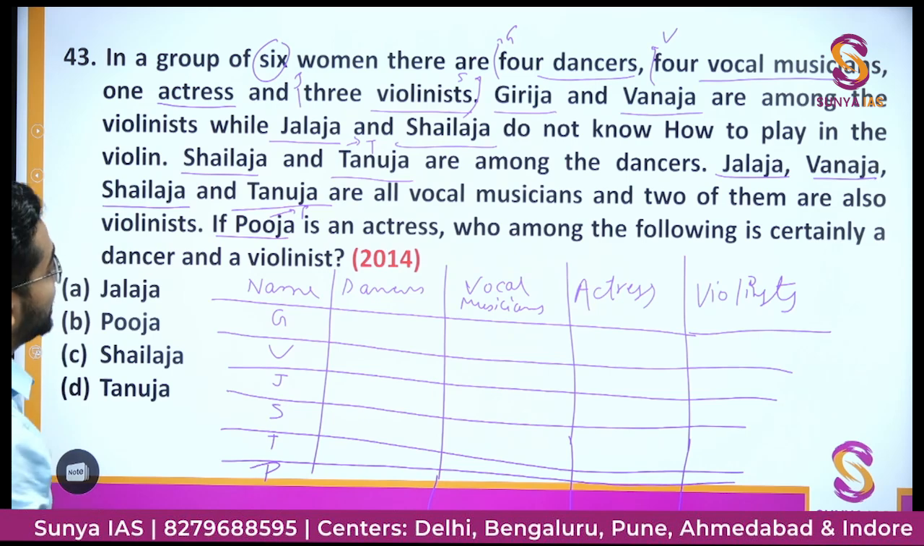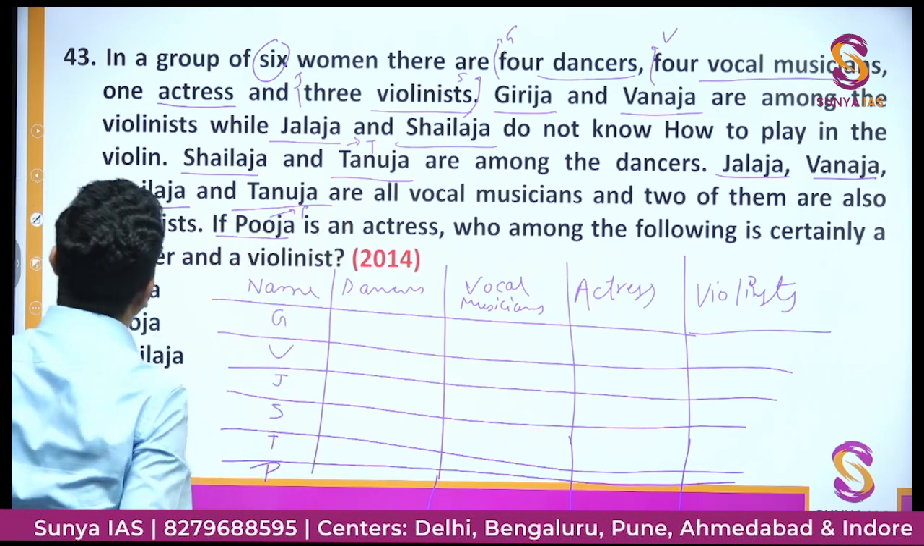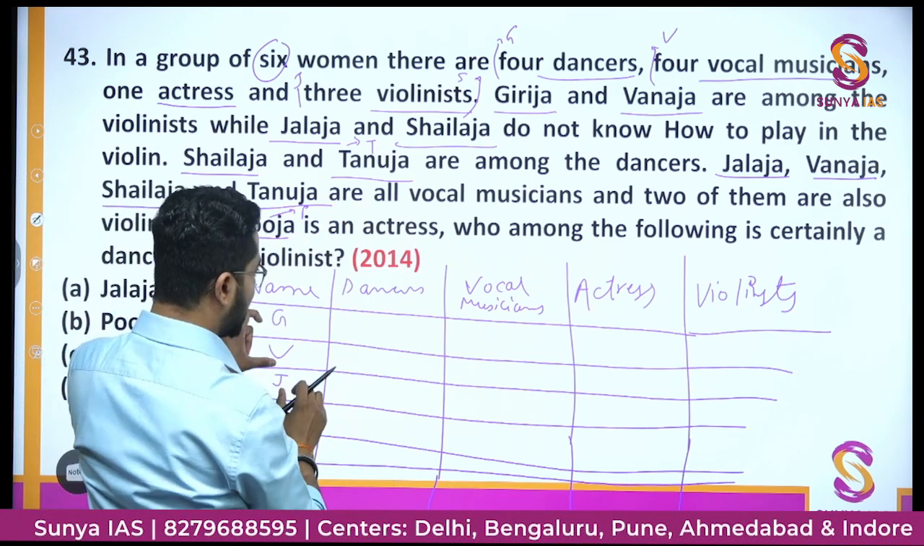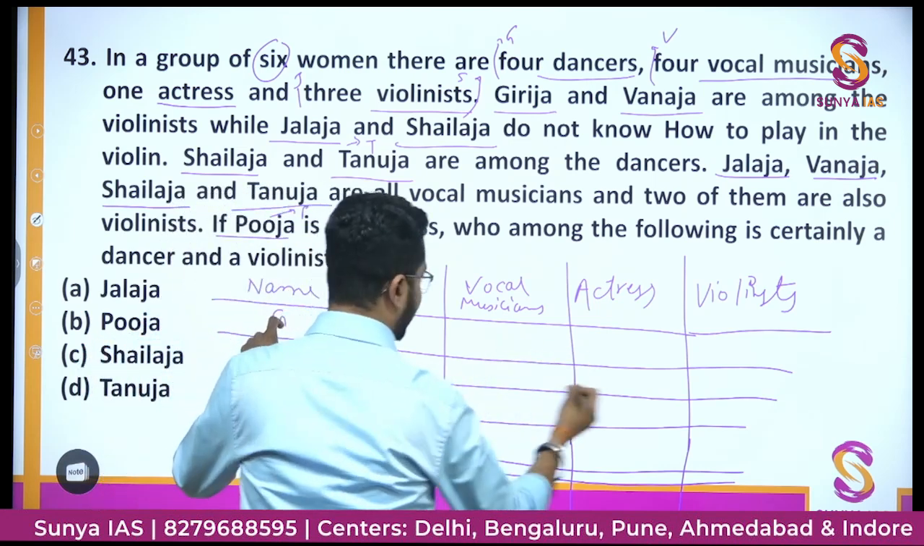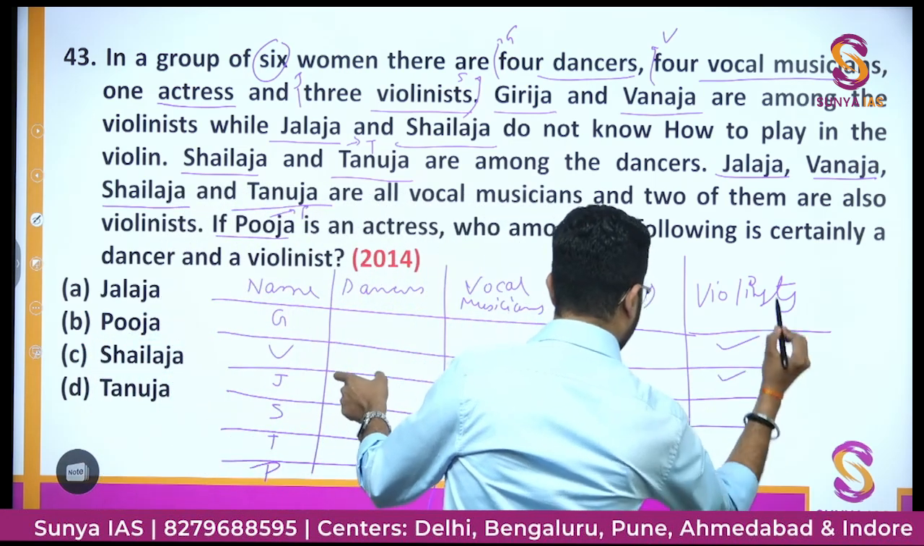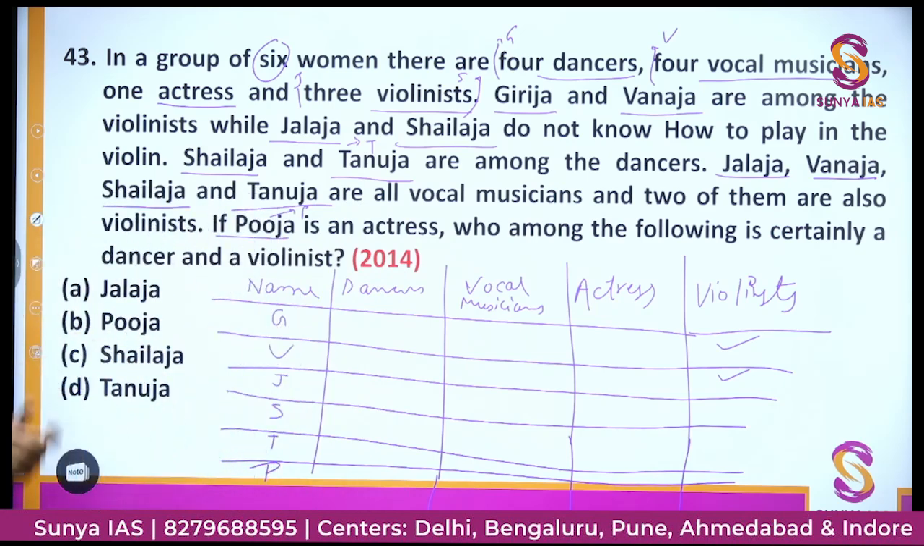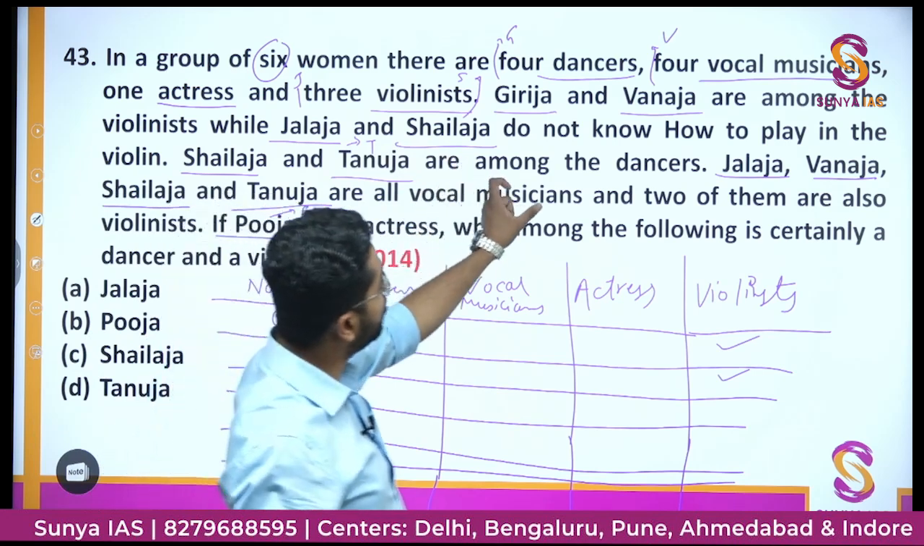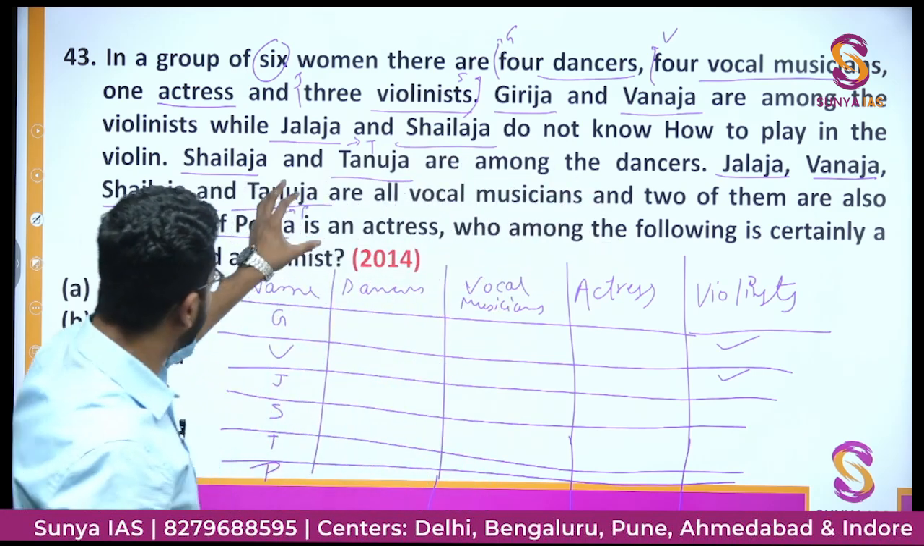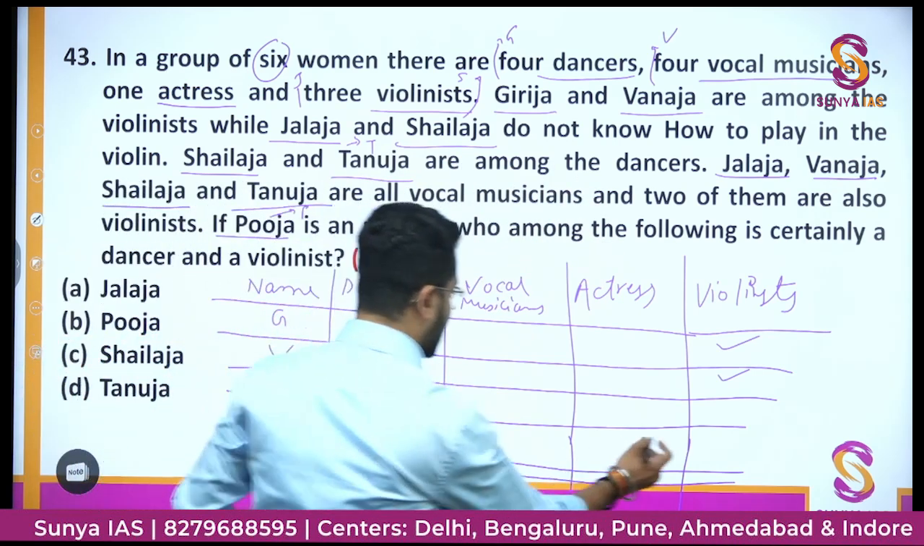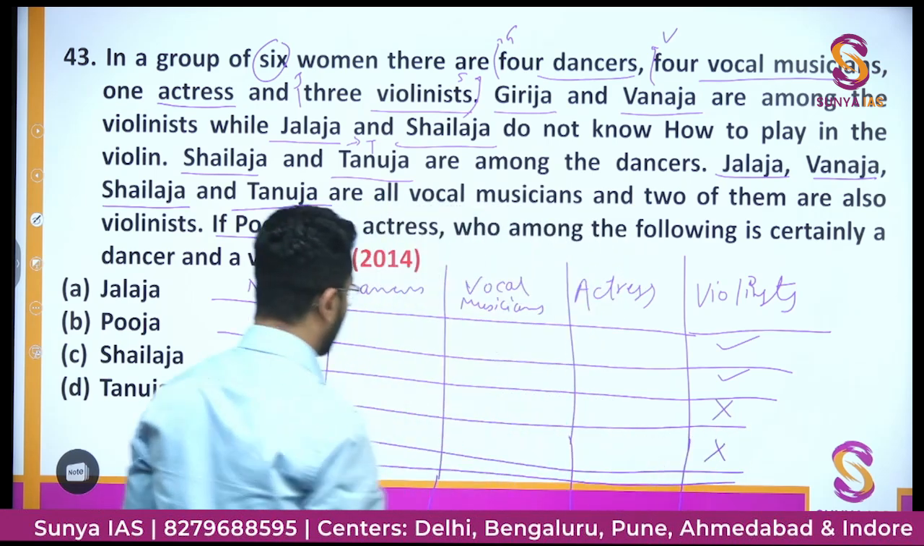Okay, so Girija and Vanja are among the violinists. So I'll tick the mark. Both know how to play violin. While Jalja and Shailja do not know how to play the violin.